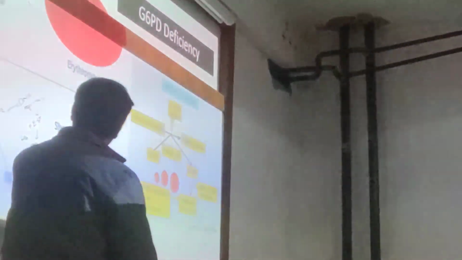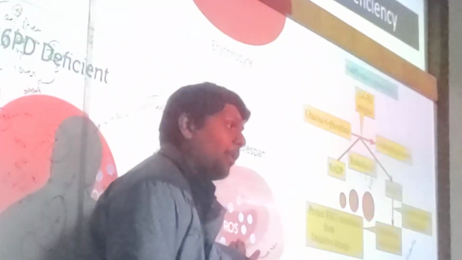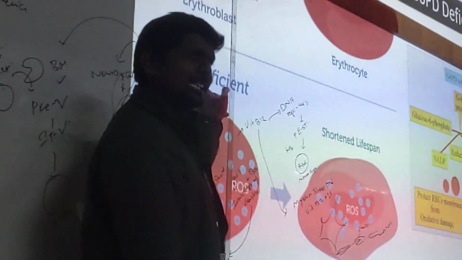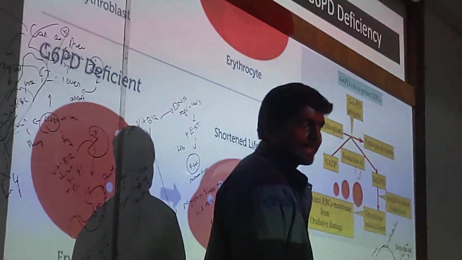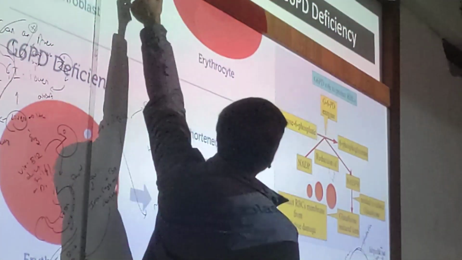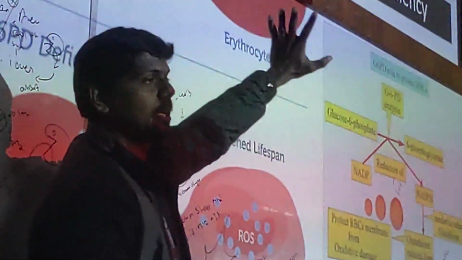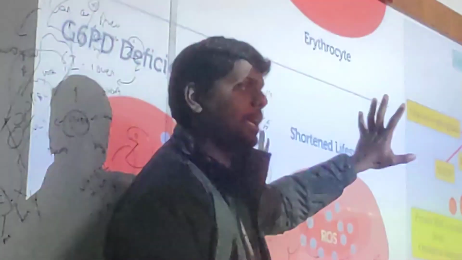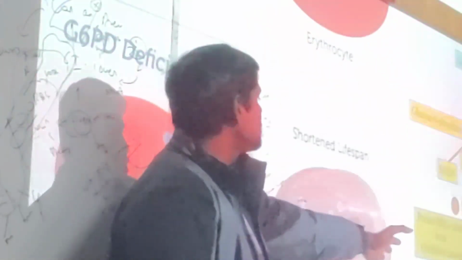So that's it. These are the ROS, okay? ROS means reactive oxygen species. Reactive oxygen species will be developed in the absence of G6PD. G6PD absence leads to ROS formation. ROS will destroy the cells. In the presence of G6PD enzyme, G6PD is a strong antioxidant. You can remember, G6PD is a strong antioxidant. It will act as an antioxidant. When there is an issue with G6PD, it leads to this.